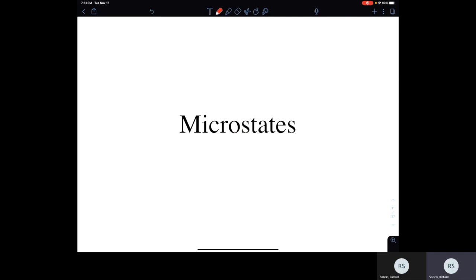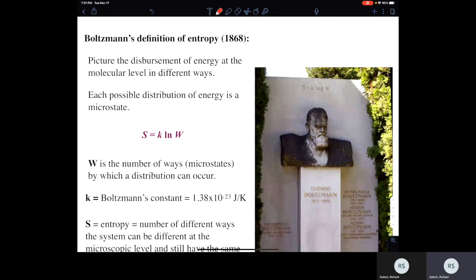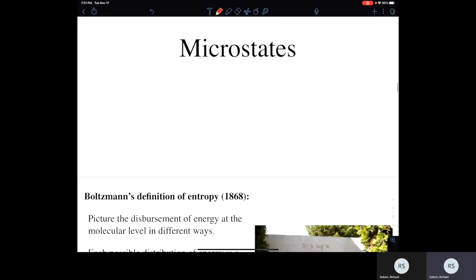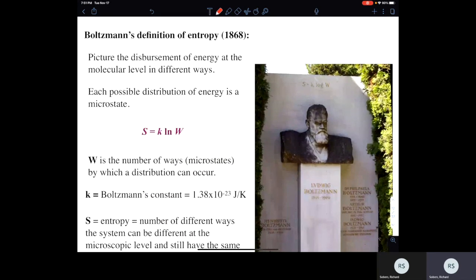Okay, so there's this concept of microstates. When you study thermodynamics at a higher level, or a more in-depth pursuit of thermodynamics is what you're doing, you will have to consider statistics and probability. And that's where microstates come in. So I just want to give you some idea of what that's about.